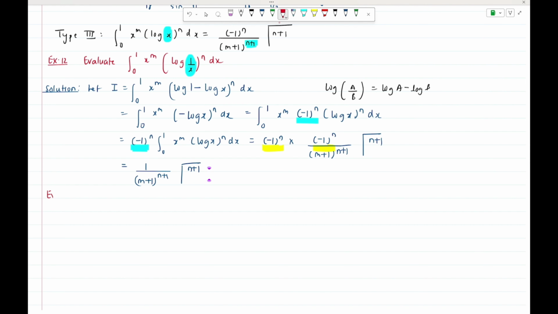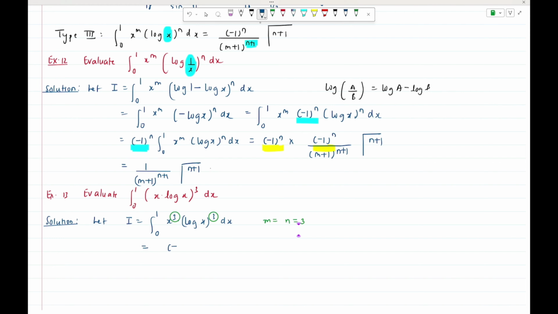Let's try one more numerical. So example number 13, and in example 13 we wish to evaluate the integral from 0 to 1 x times log of x whole cube dx. So let us separate the powers. So this is going to be x cube log of x whole cube dx, and as you can see we have the value of m as 3 and n also 3. So in this case m is equal to n is equal to 3, and it is type 3.